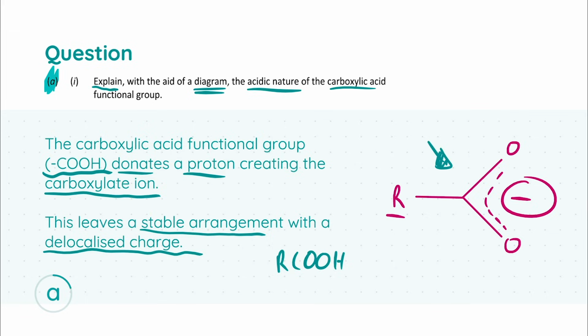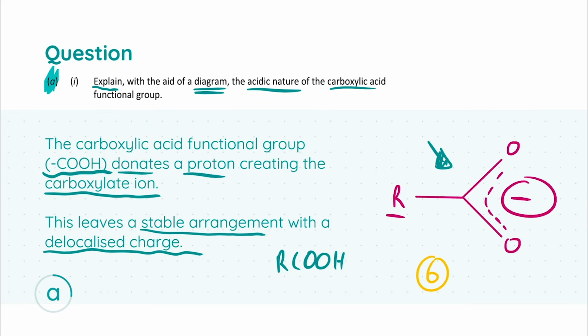Now, you don't need to include some of those terms, but if you choose to, that's perfectly fine. The key terms you really want to include are the fact that it donates a proton, creating this carboxylate ion, and as well as that, because it donates that proton, we get a delocalized charge, which creates this stable arrangement. The diagram on the right doesn't have to be super complicated. It's just reinforcing our answer.